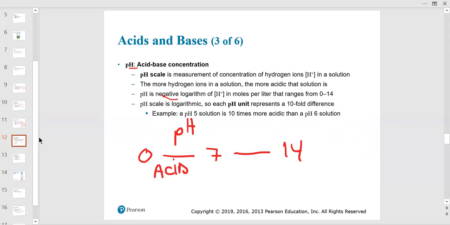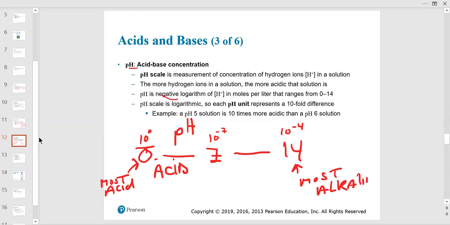These are negative numbers. Really, this is 10 to the minus 7, right? This is 10 to the minus 14. This is 10 to the 0, just 10. So that's a lot of hydrogen ion, a lot of hydrogen ion on the left of this picture. So that's why it's inverse. But you don't have to worry about that. You just know that less than 7, between 0 and 7, is the most acidic on the pH scale, whereas 14 is the most basic or most alkaline. Same thing.